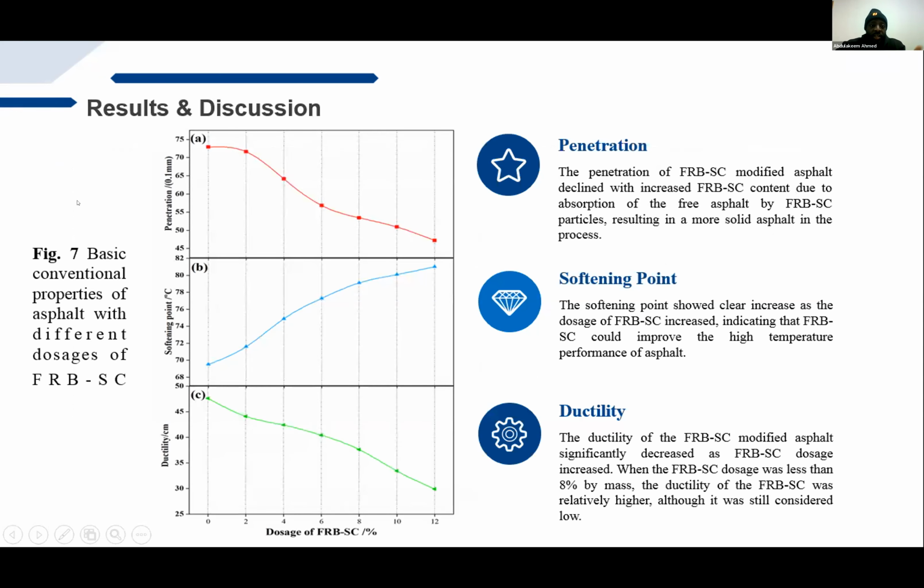After optimizing our FRB and FRB-SC blend, we had to test the performance, and we noticed that the penetration decreased, which is due to the asphalt becoming more solidified, as most of the FRB-SC content was absorbed in the free asphalt. Then the softening point showed a clear increase too, which is close to the high temperature performance of the asphalt. And then the ductility reduced gradually, but was still within the specified limit.